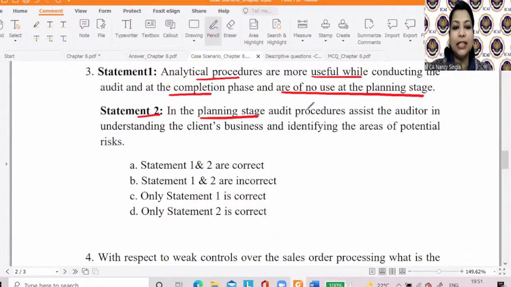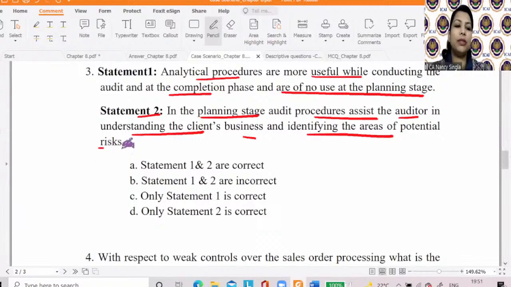Statement 2. In the planning stage of audit procedures, analytical procedures assist the auditor in understanding the client's business and identifying the areas of potential risk. So the answer to the third should be... Quickly send in your replies.